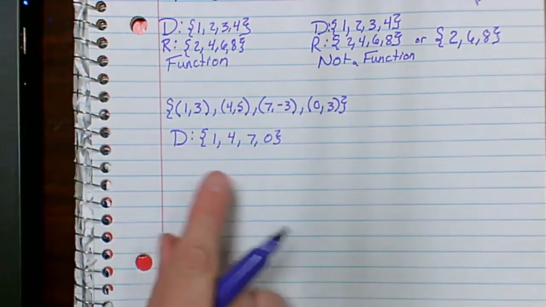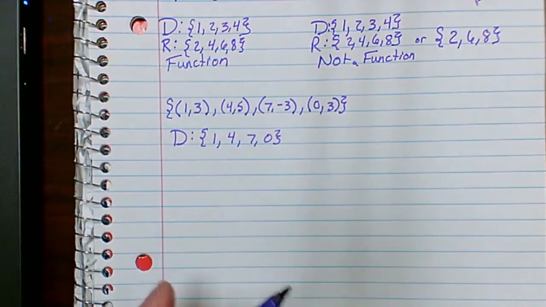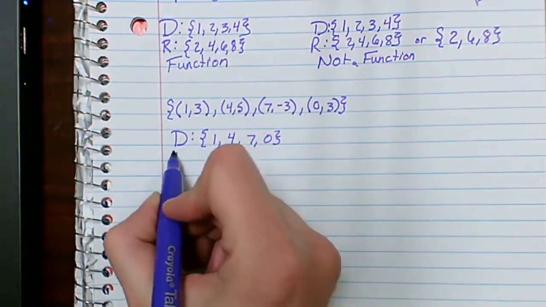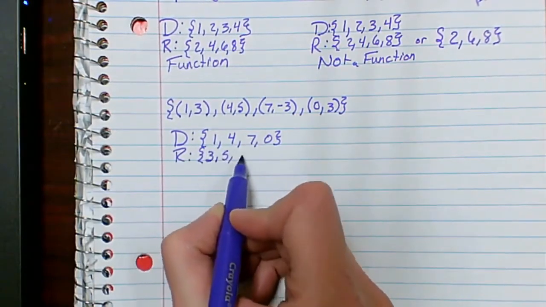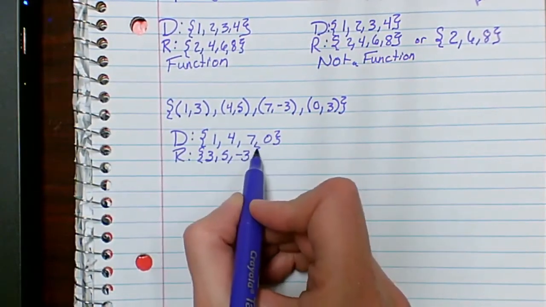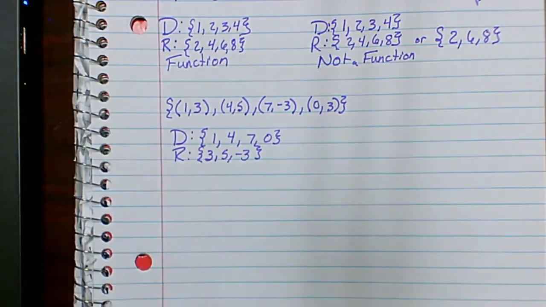I've seen it written this way. It depends on your instructor. This way is fine for me. So your range will be 3, 5, -3, and 3. Well, I've already written down a 3. There's no need to repeat it. So that's our domain, that's our range.